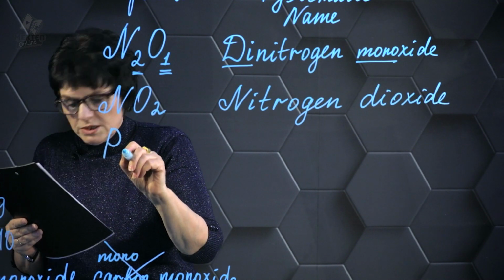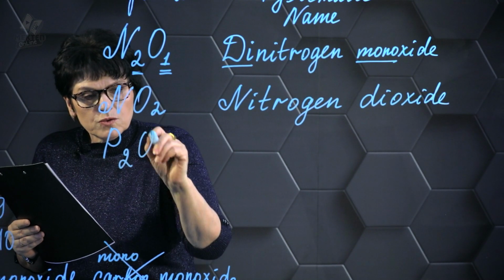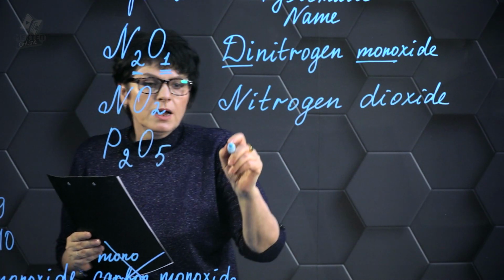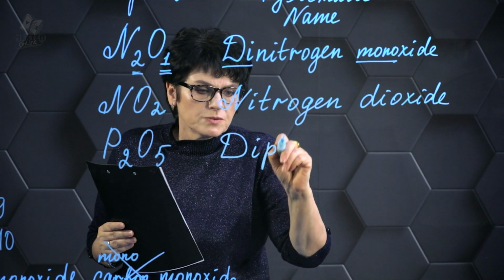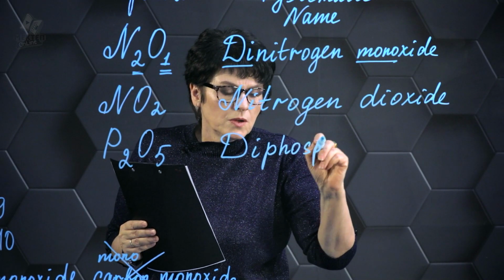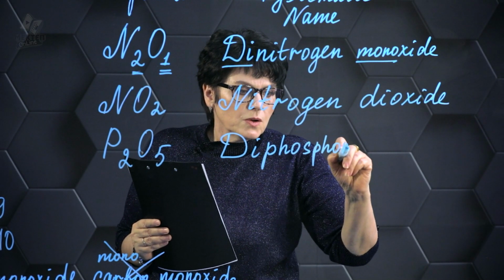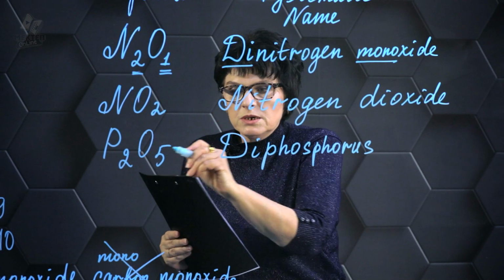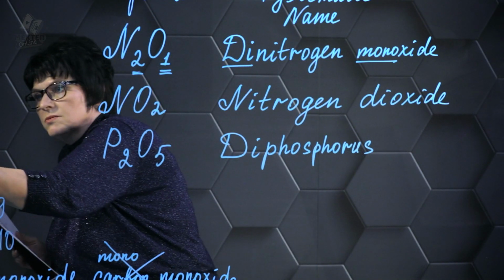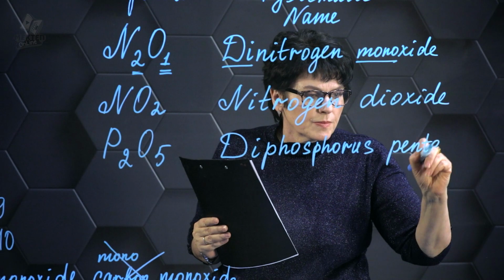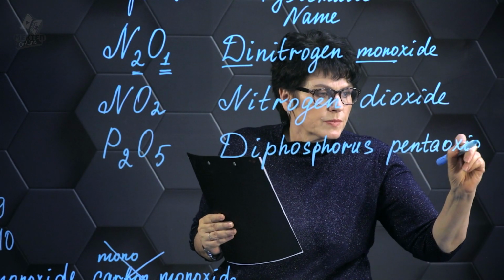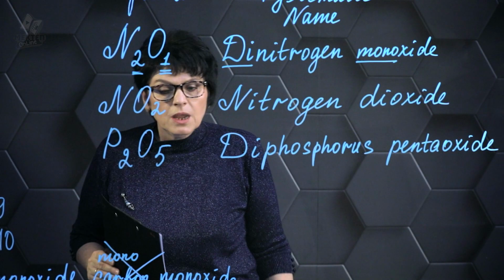Suppose we have a compound with the formula P2O5. It would be called diphosphorus pentoxide. Phosphorus 2 gives diphosphorus, and oxygen 5 gives pentoxide. Here's how the name will be.